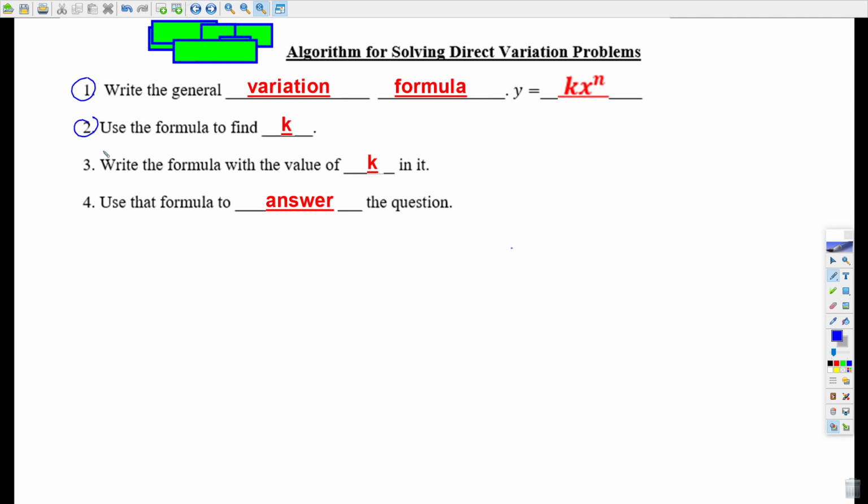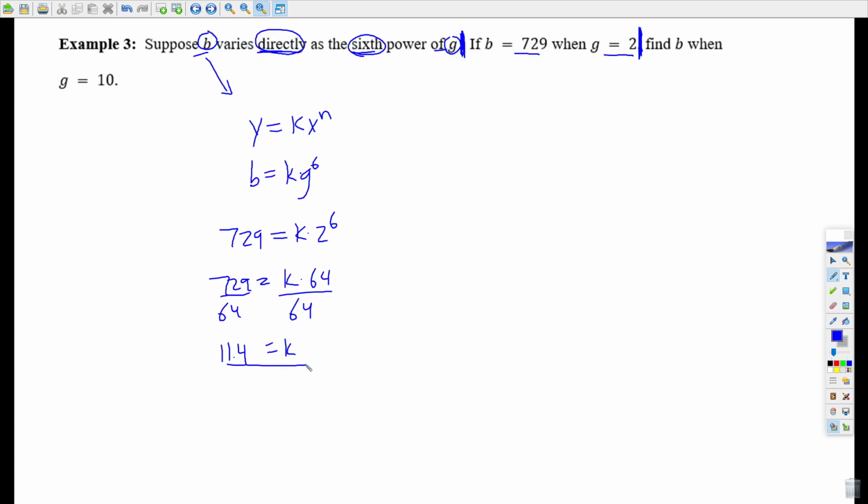So that is step 2. Use the formula to find K. Write the formula with the value of K in it. Now we're on this step. So I'm going to take this K value, go back to this step here and combine them essentially. So we put these two together. It's going to be B equals 11.4 times G to the 6th. I'm just plugging in K to this formula here.